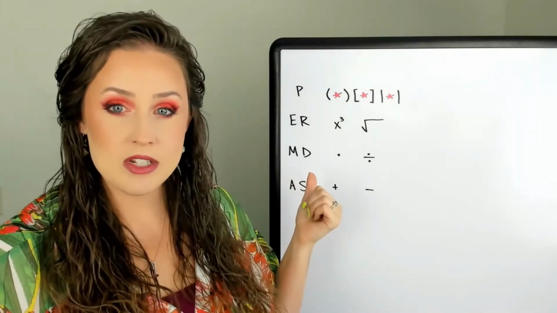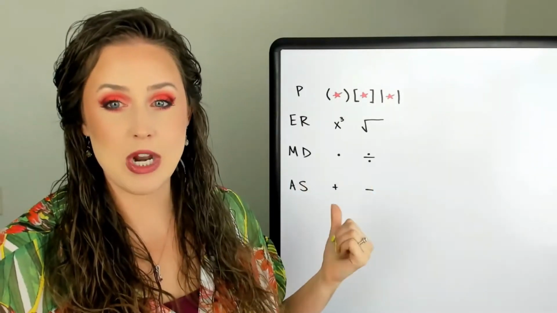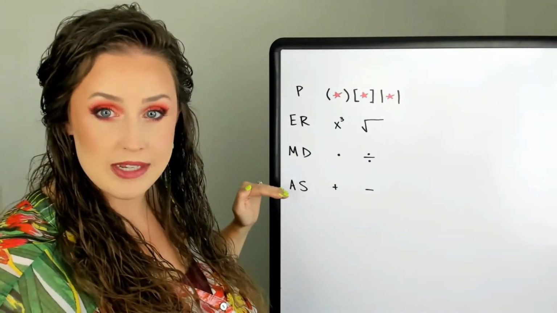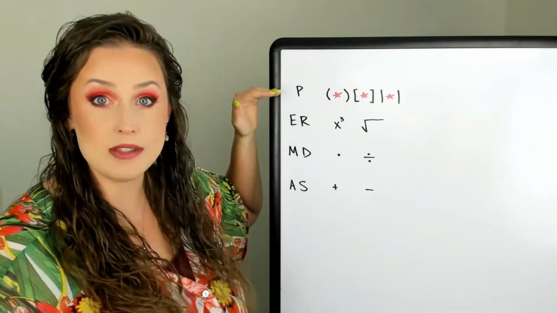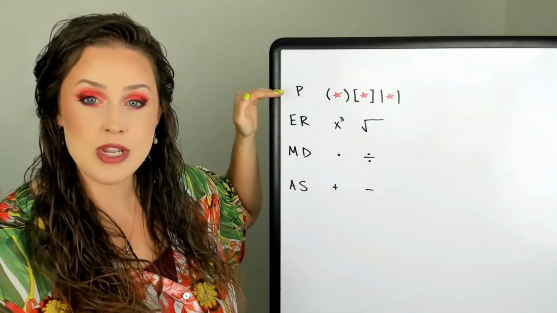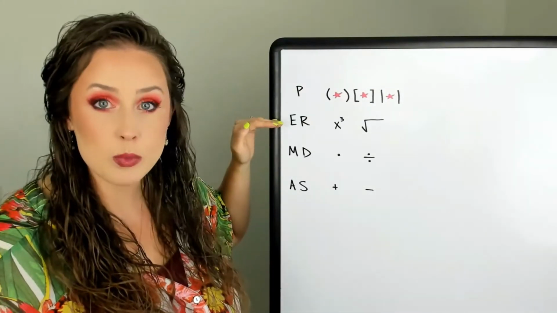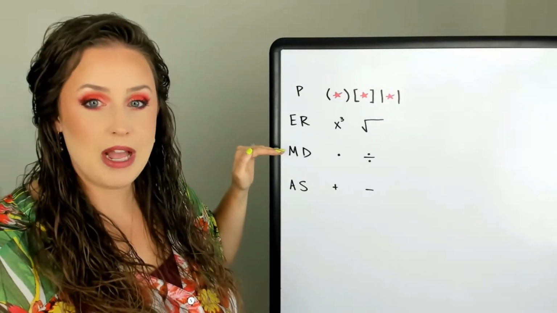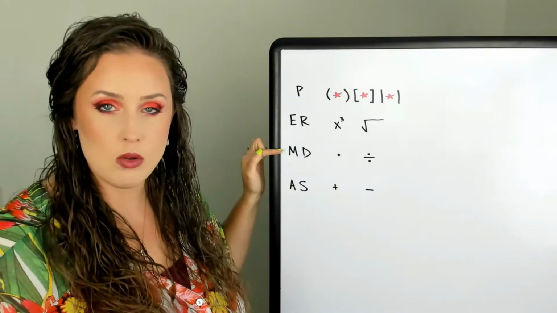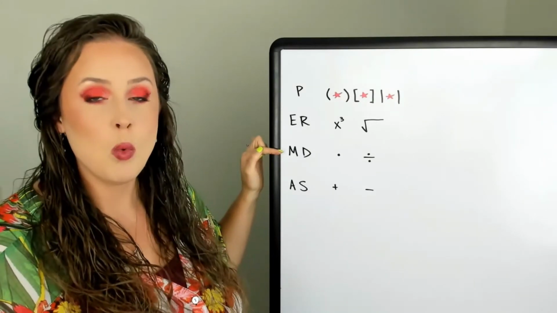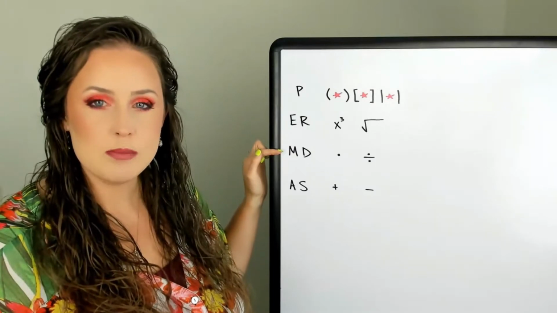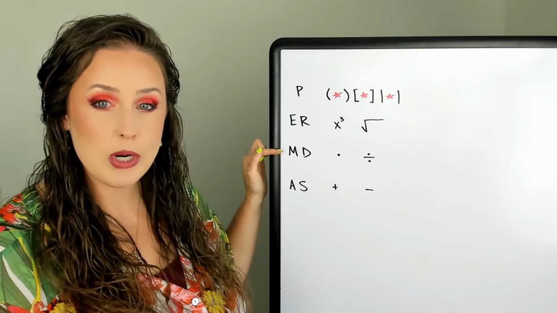Now, multiply and divide would come next, and then addition and subtraction like this. I find that if I put it in a tier system like this, you kind of focus on all of the parenthesis operations first, then move to exponents and roots, and it doesn't really matter which one you do first. Then you move to multiply, divide. Now you do have to go left to right within this. That is one of the most missed rules when it comes to order of operations.